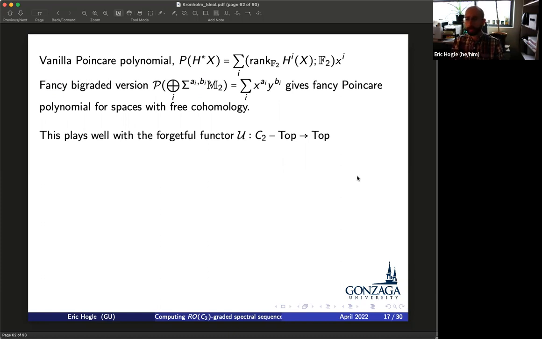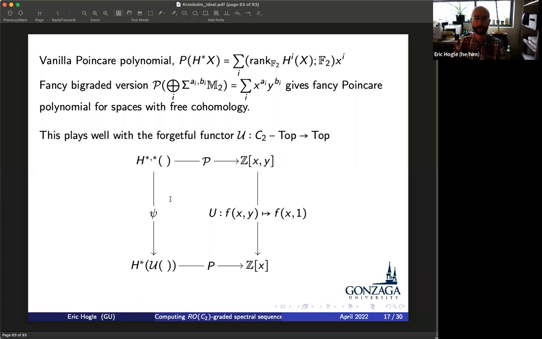This new fancier Poincare polynomial plays well with the forgetful functor. So we've got a forgetful functor. If you give me an equivariant space, I can just forget that there's any group action and just leave it as a space with no action at all. And if I do that and then look at its Poincare polynomial in the vanilla sense, that's the same as taking this fancier polynomial and then just evaluating at one. This is sort of dropping down the higher axis and ignoring any of those y's.